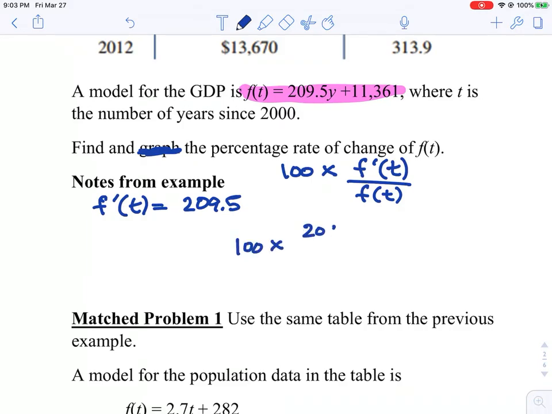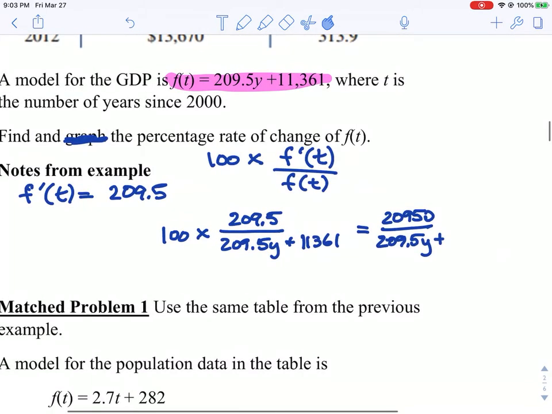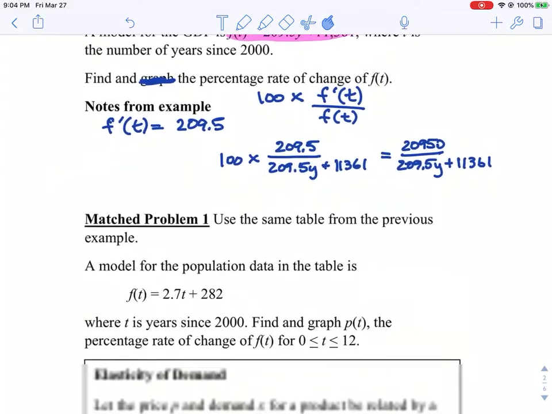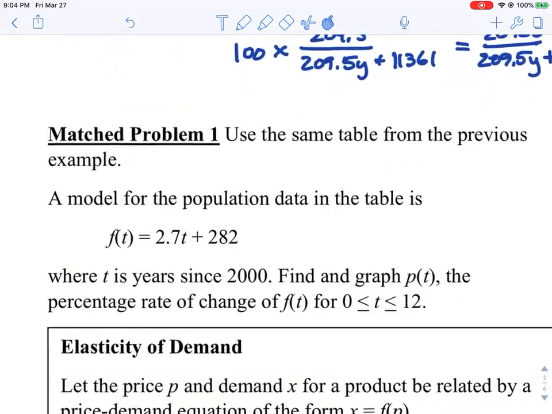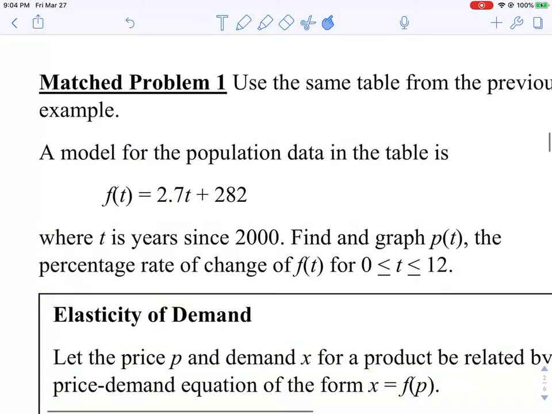So the percentage rate is 100 times 209.5 over our original function, which is 209.5t plus 11,361. Okay, so try Match Problem number 1. And again, you're just doing the find and not the graph for the percentage rate of change.